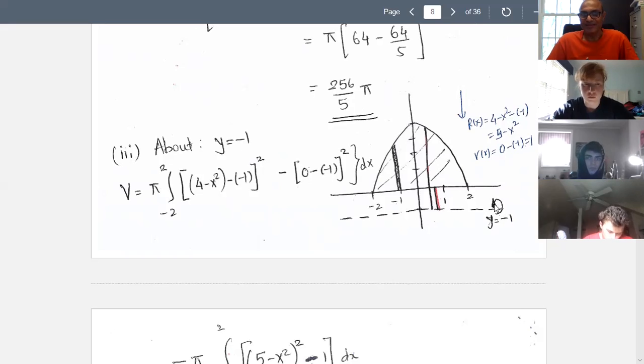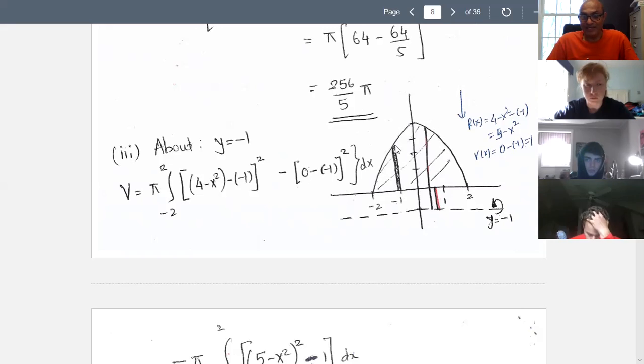Trust me. Y equal to -1 is my axis of revolution. I am asked to use either disk or washer. My figure ends over here with y equal to 0. That means my strip is like this. Because I'm using disk or washer, I have to have the vertical strip, because that's the only strip perpendicular to the axis of revolution. So it has to be a vertical strip. I have to end over here.